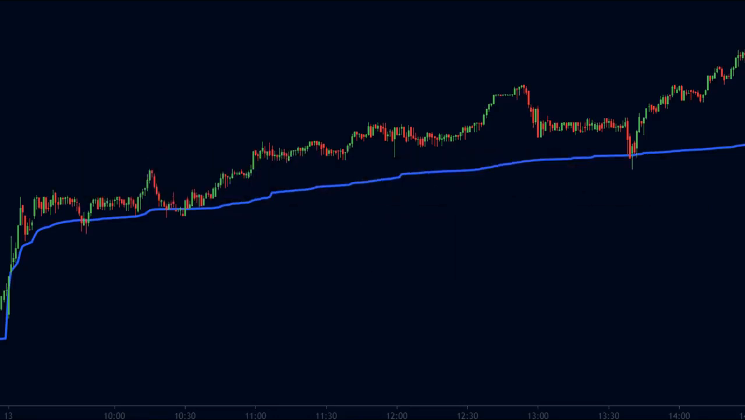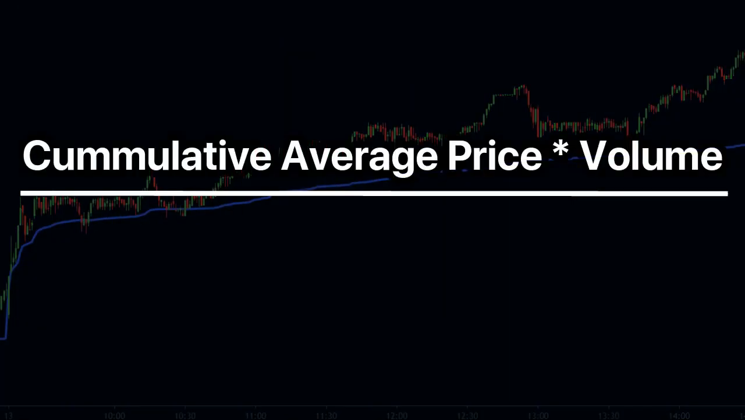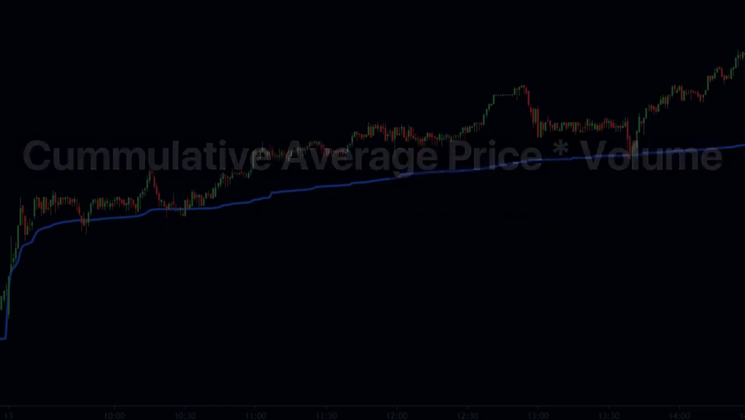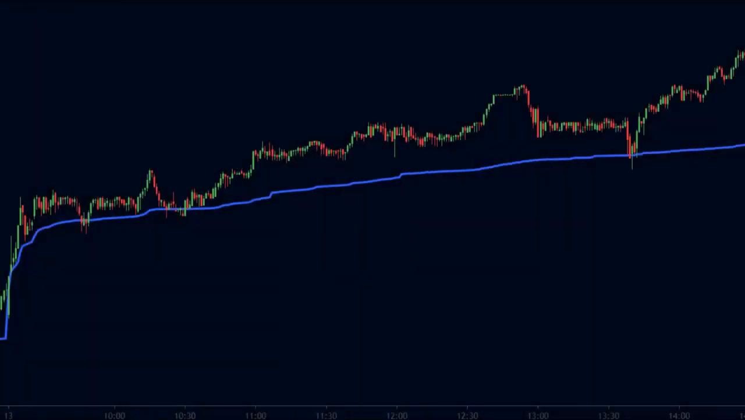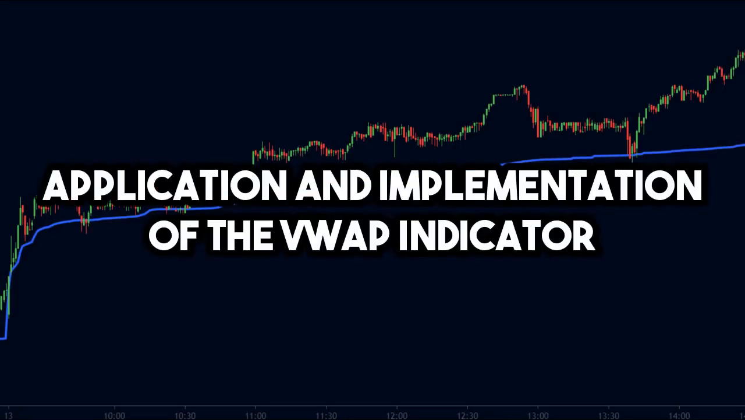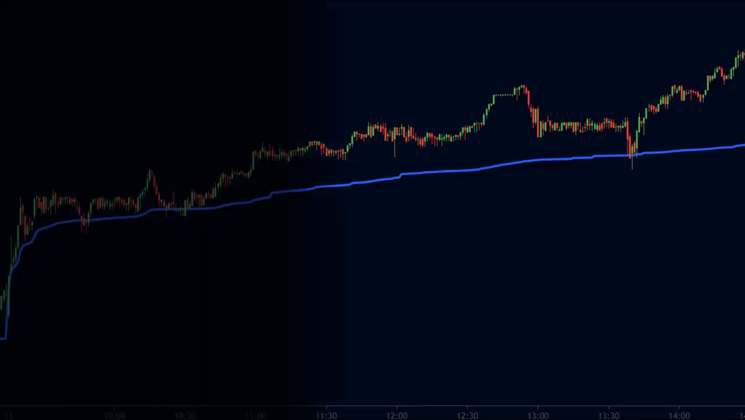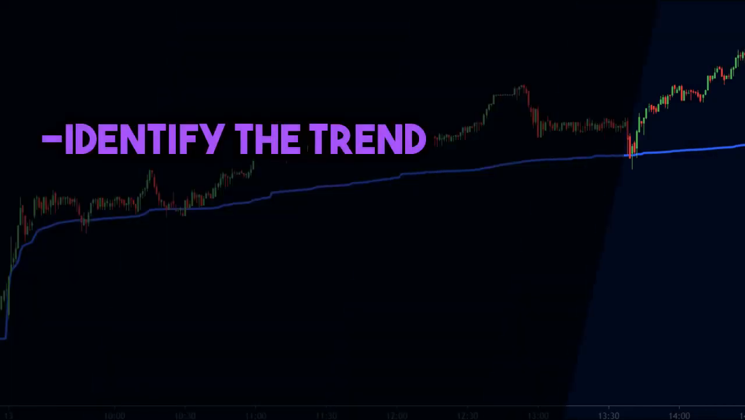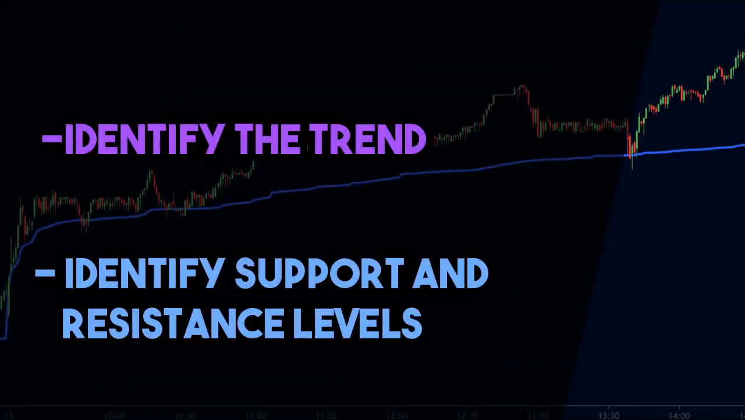The formula for calculating the Vwap is as follows. First, we multiply the cumulative average price by volume. Then we divide the total by the cumulative volume. I won't go into much detail as to how it is calculated. The more important part for us is the application and implementation of Vwap. We can use the Vwap for broadly two things: identifying the trend and identifying support and resistance levels.